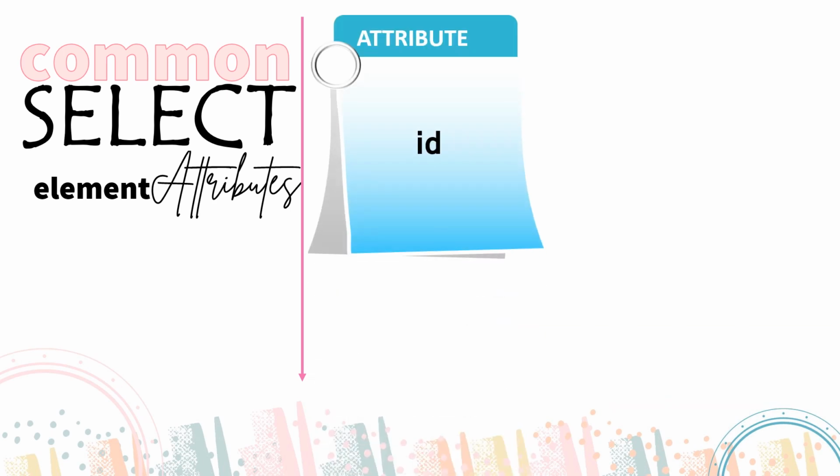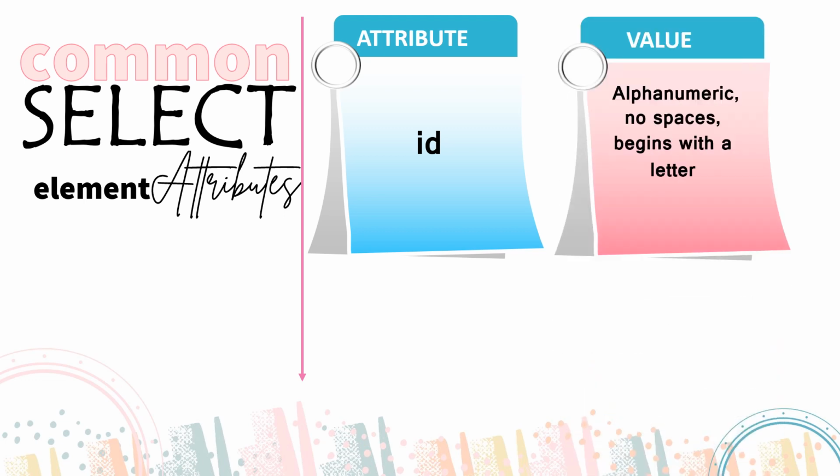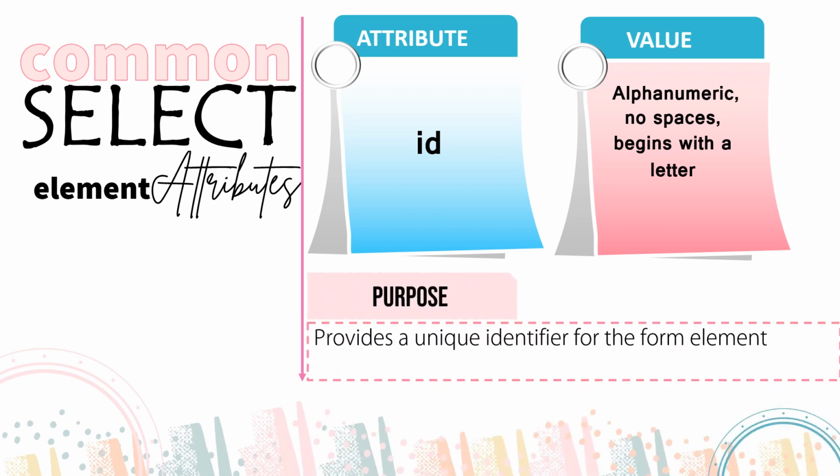Okay? The ID attribute. Next, the value. The value of an ID attribute is alphanumeric, no spaces, begins with a letter. How about its purpose? It provides a unique identifier for the form element.